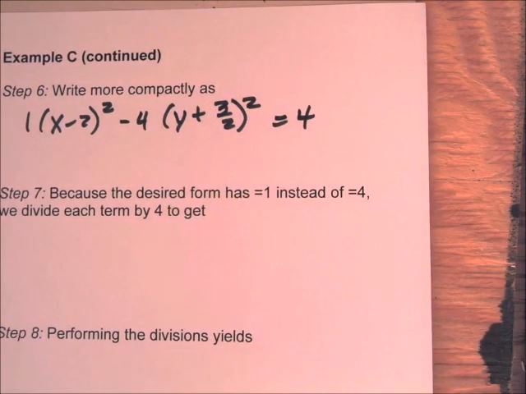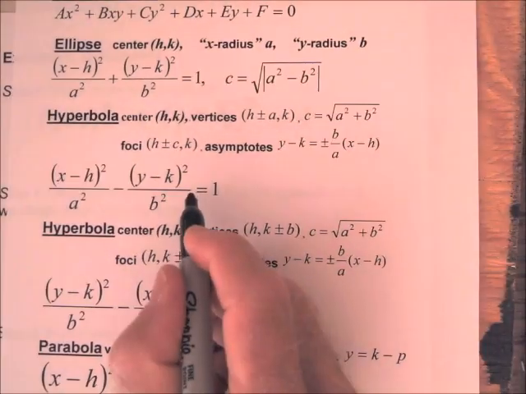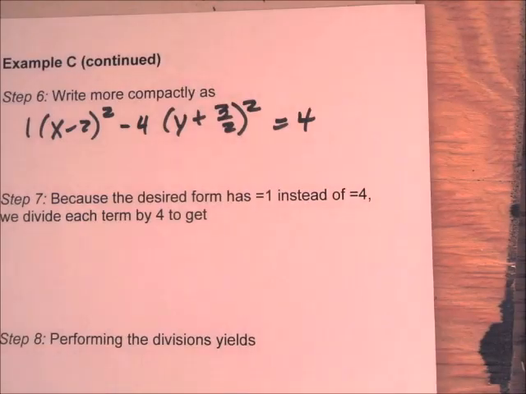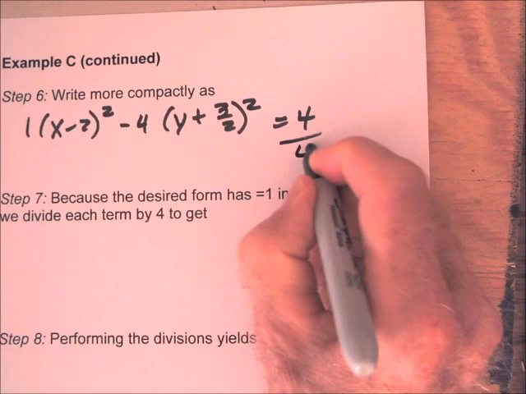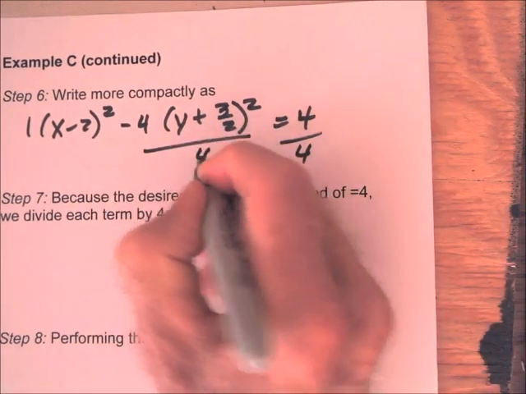Okay, so we have an equals 4 here. We want an equals 1. Let me look at the standard form again. We want an equals 1, so we have an equals 4. So we want to divide each term by 4 to get the desired form.